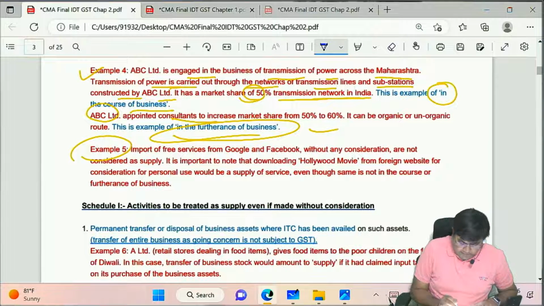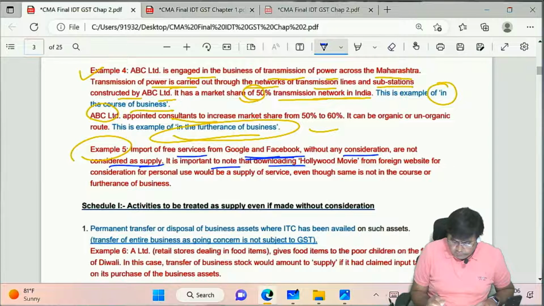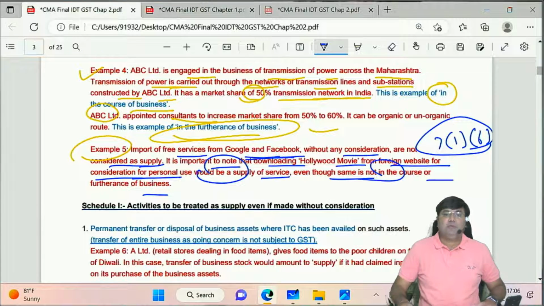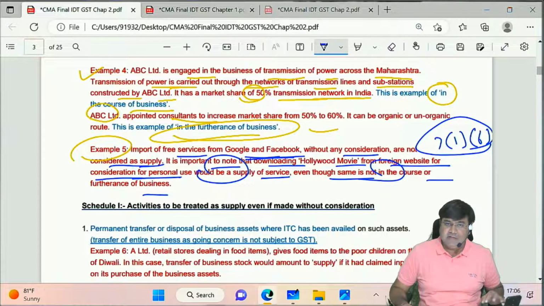Example 5: import of free services from Google and Facebook without any consideration is not considered as supply. It is important to note that downloading a Hollywood movie from a foreign website for consideration for personal purpose would be a supply of service, even though the same is not in the course or furtherance of business, according to section 7 subsection 1 clause C, because it is import of services. So anyway, I have already taken the example, but just this example was left out, so I thought to take it. Any doubt? Any doubt?